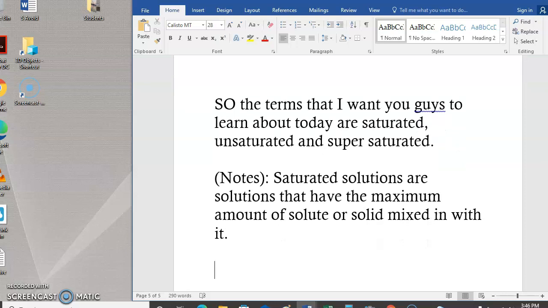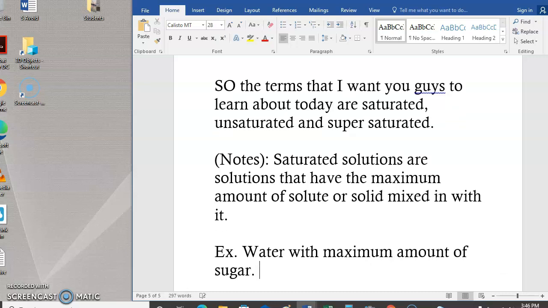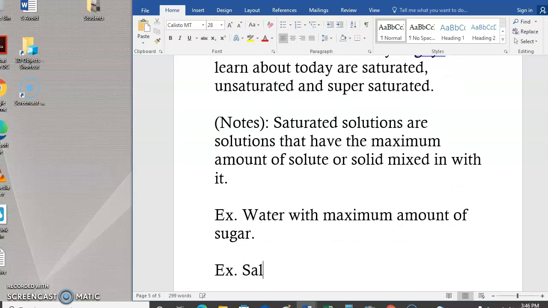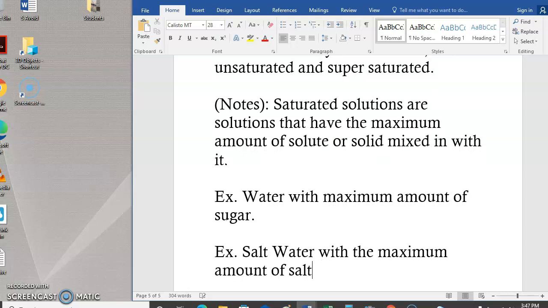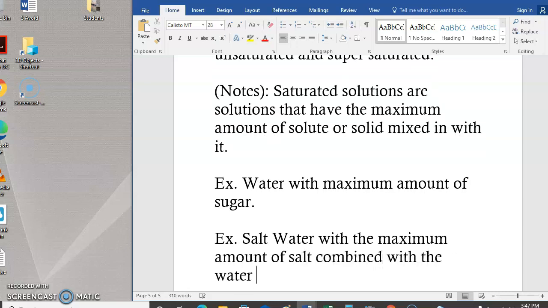So, for example, if you dump sugar in water, and you had the maximum amount of sugar it could have, and even one additional drop, it would not mix in with the water. We say that is saturated. So, examples: water with maximum amount of sugar. Another example: salt water with the maximum amount of salt combined with the water.